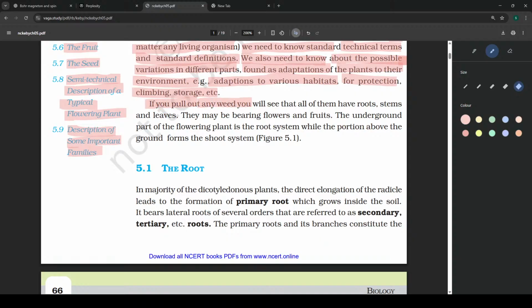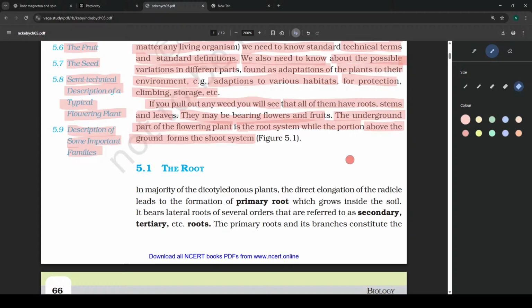If you pull out any weed, you will see that all of them have roots, stems, and leaves. They may be bearing flowers and fruits. The underground part of the flowering plant is the root system, while the portion above the ground forms the shoot system. If you pull out any kind of plant, whatever it might be, all of them will have roots, stems, and leaves. They also may be having flowers and fruits as well, depending on the plant.